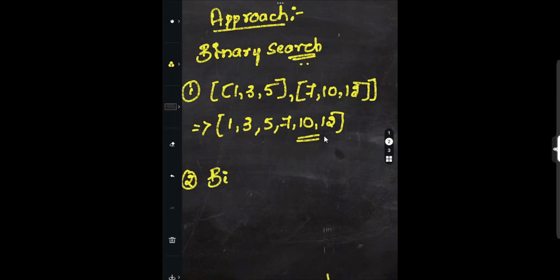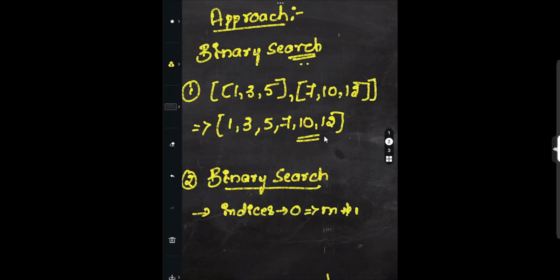As I have said, we will be making use of the binary search approach. The first step is that we have to treat the matrix as a one-dimensional sorted array with indices ranging from 0 to m into n minus 1. Why m into n minus 1? Because here m is the number of rows and n is the number of columns. This is the length minus 1, the last index we are considering. So this is the first step.